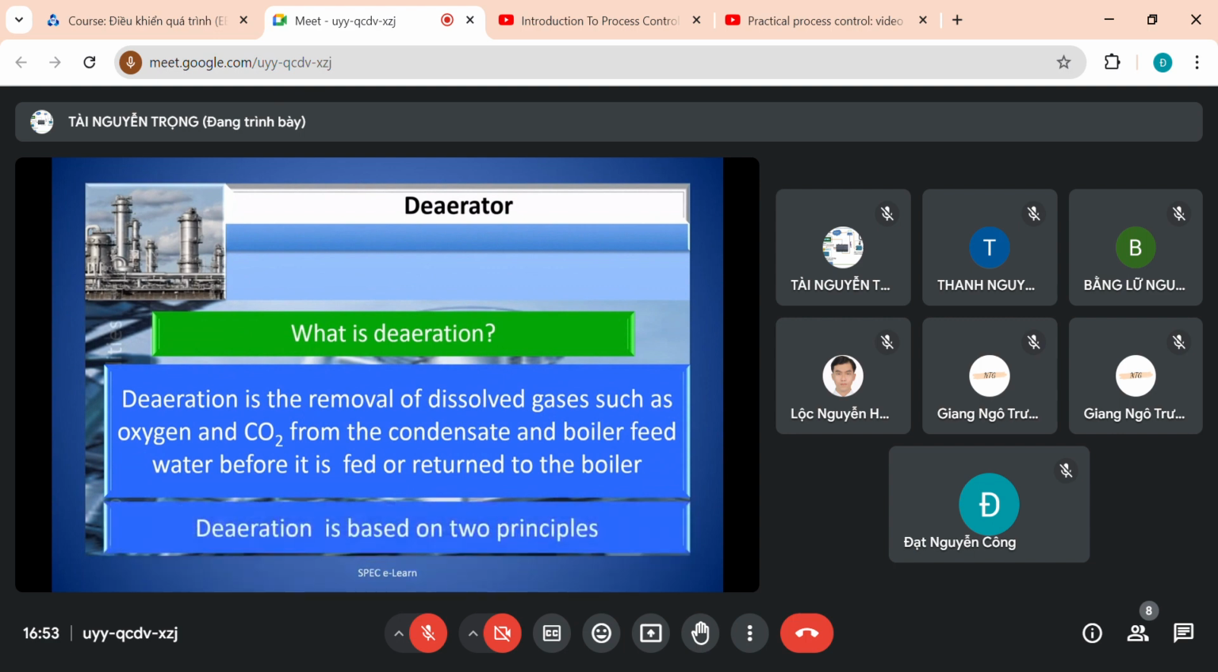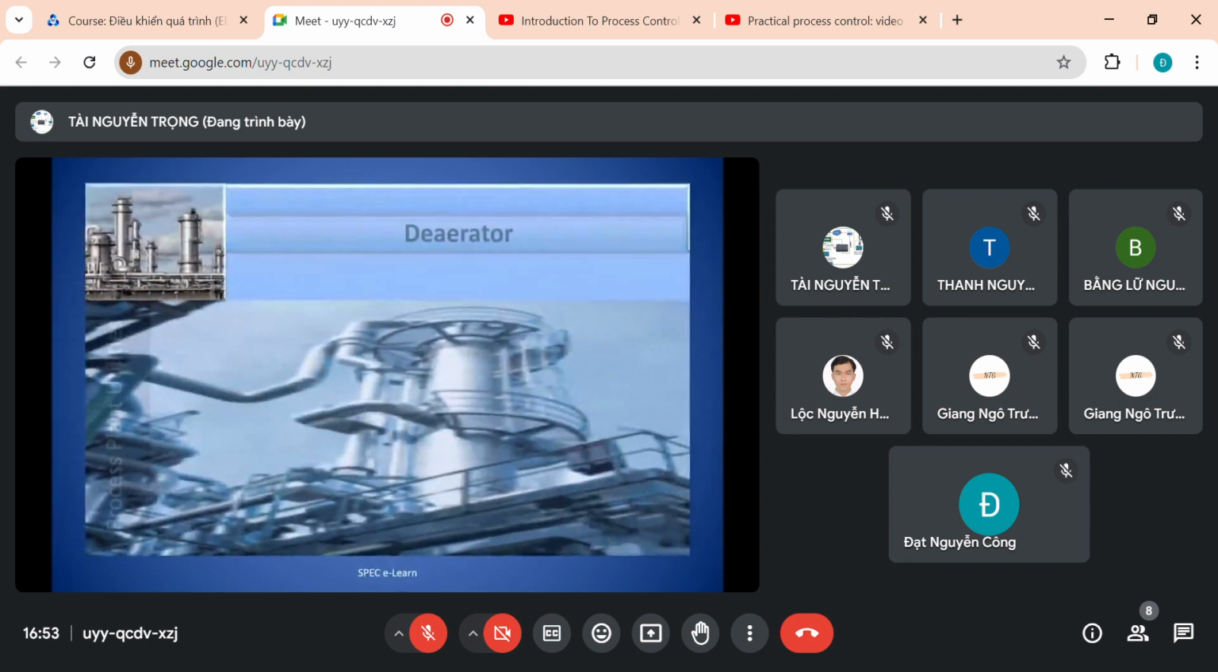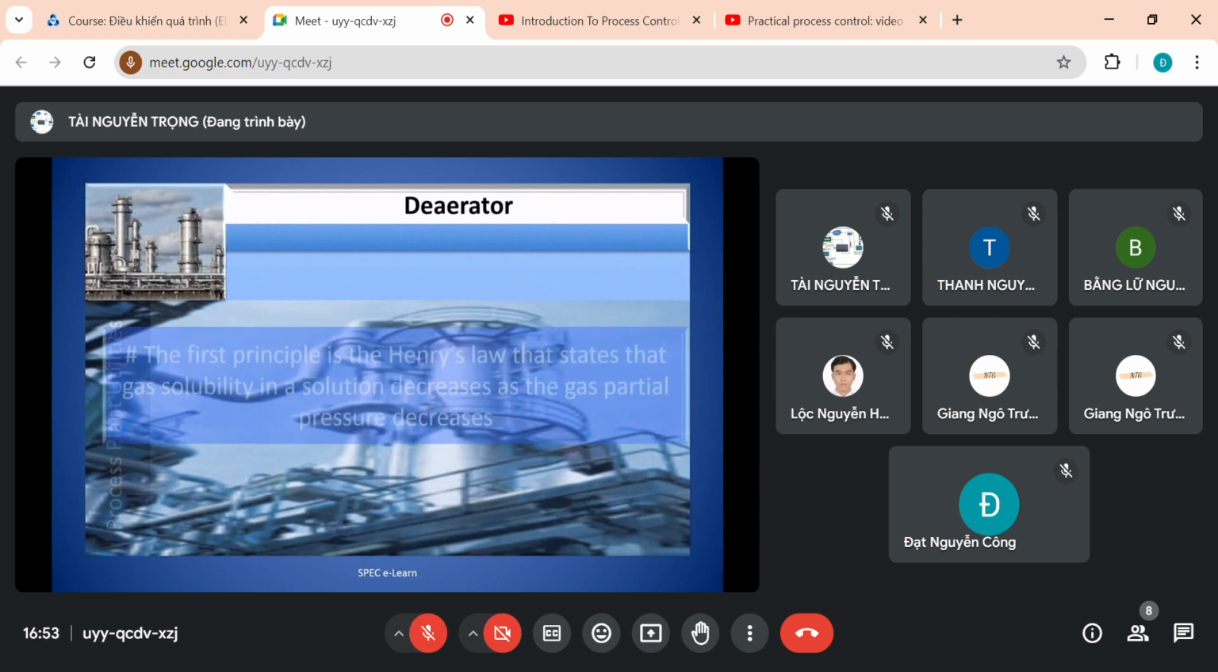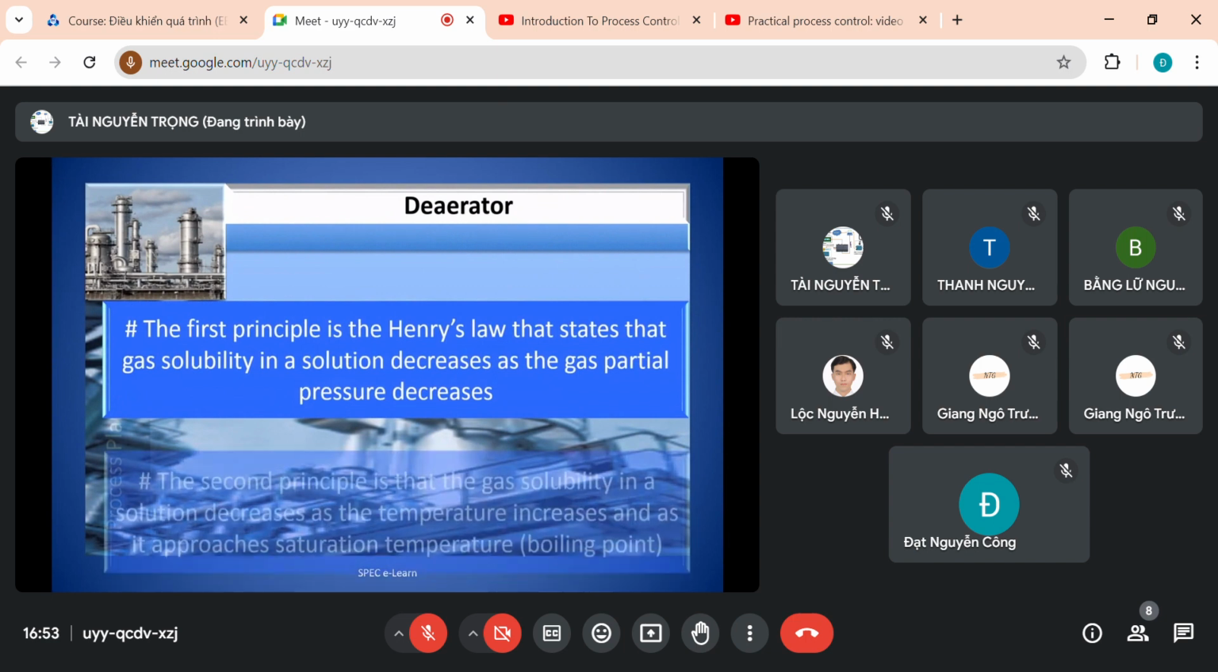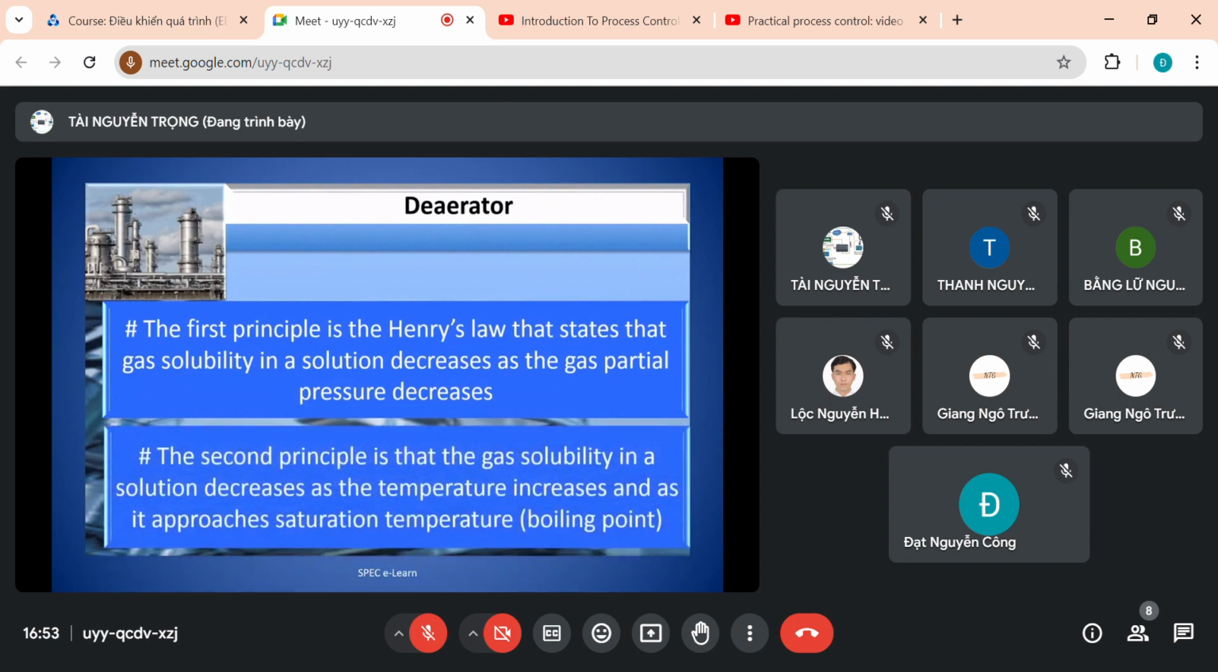Deaeration is based on two principles. The first principle is Henry's law, which states that gas solubility in a solution decreases as the gas partial pressure decreases. The second principle is that the gas solubility in a solution decreases as the temperature increases and as it approaches the saturation temperature, that is the boiling point.